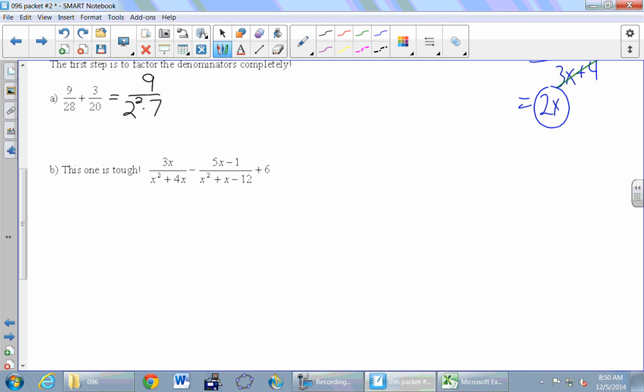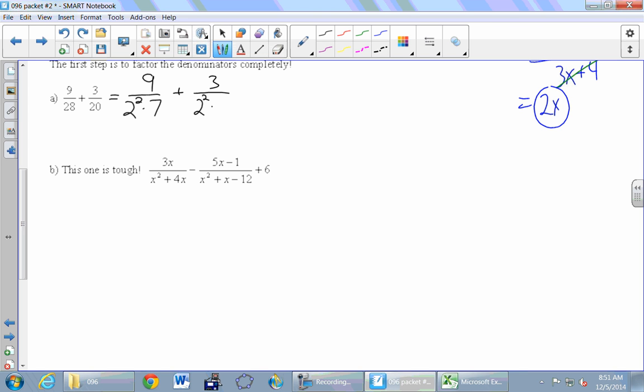I'll copy the numerator. There's no need to factor the 9. It's the denominator that we're trying to figure out. Plus 3 over. So same idea now. We're going to take the 20 and we're going to factor it. So you can just write 4.